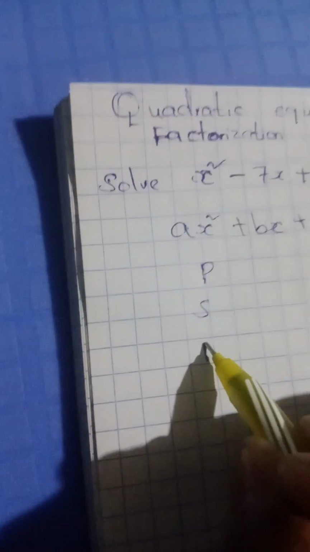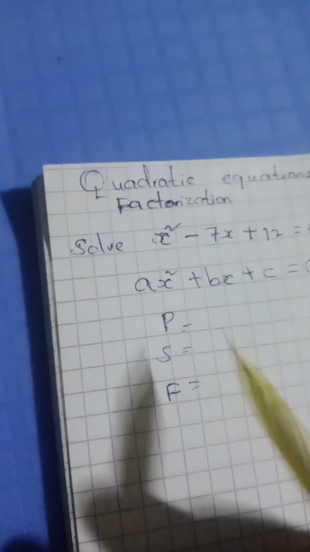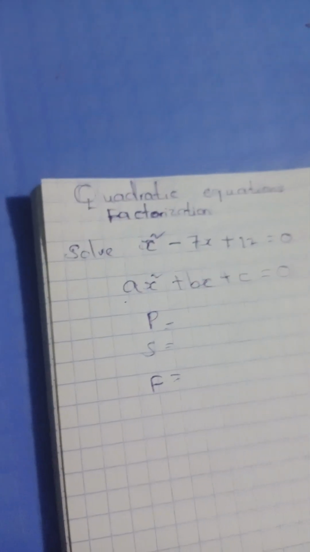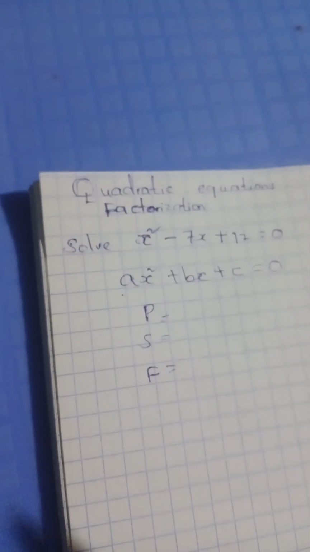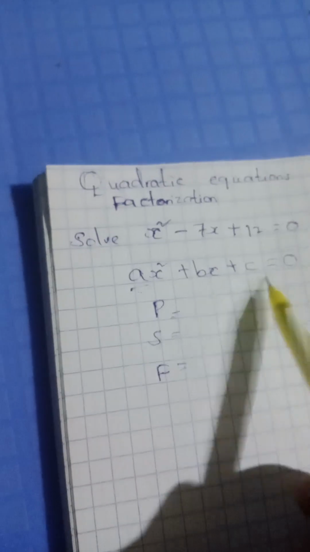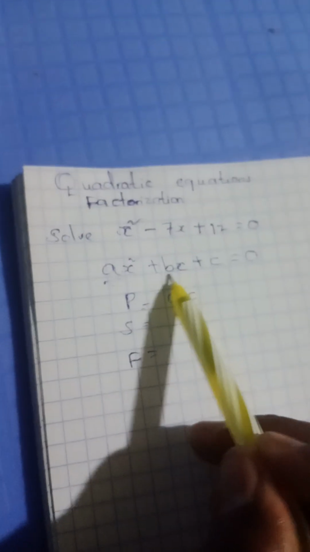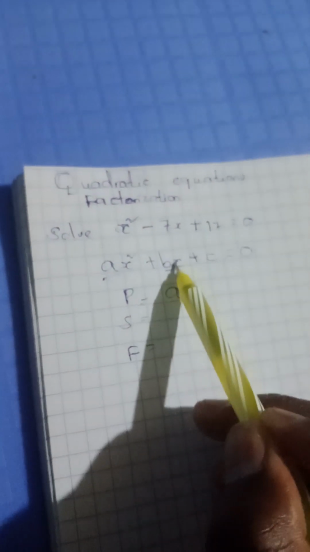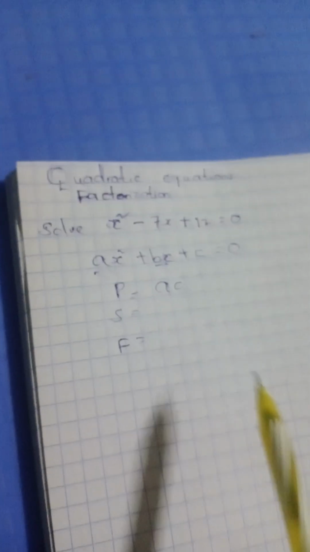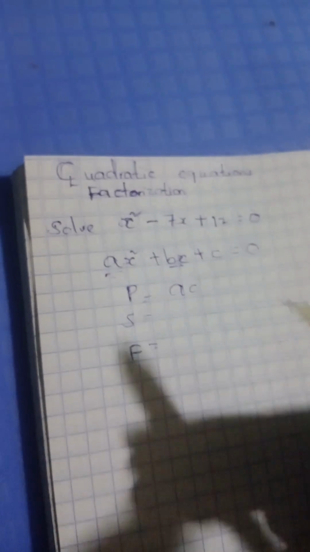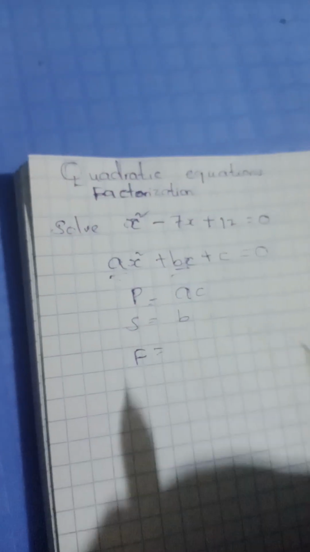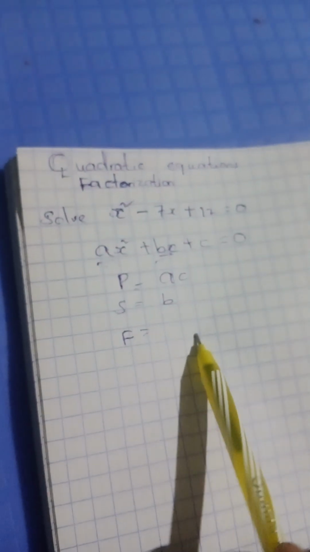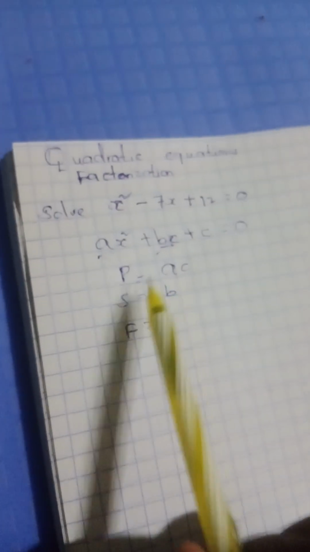First, you have to write the product, sum and factor of the equation. How do we find the product? The product is A times C. The sum is B. Don't include x, just use the constants. Our constants here are A, B, and C. So the sum is B. And the factors, we will find after we have our product and sum.